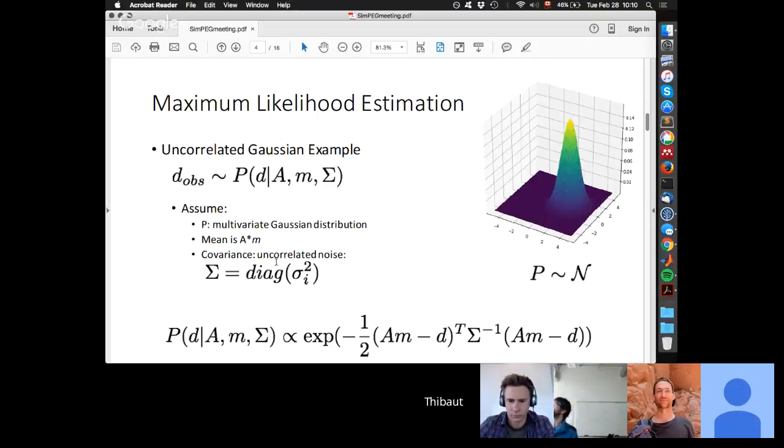So I'm just going to do that through an uncorrelated Gaussian example. I'm going to assume that my probability P is just a multivariate Gaussian, so it's a Gaussian in all directions, for each of my data. The y-axis of that is the data.